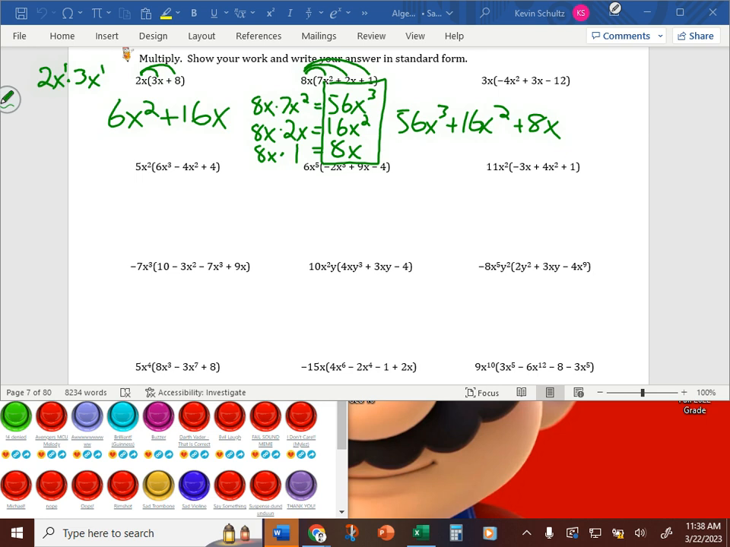Tristan. Are you going to assume you have to put it in standard form? Yes, standard form. It's in the directions, and it's also just expected that you would put it in standard form.